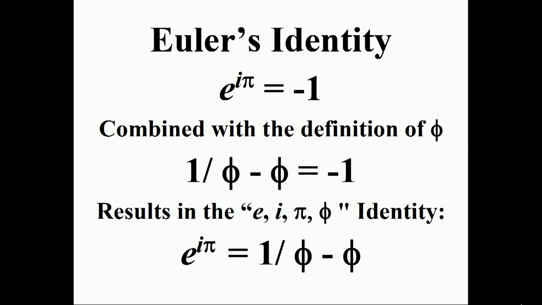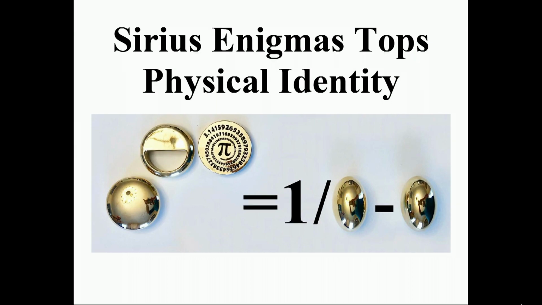What is it that connects these? Well, oddly enough, what you're going to see here is not in that book by the MAA. I don't know why not, but anyway, here's Euler's identity. Most of you just think about e, i, and pi. But the definition for phi is 1 over phi minus phi is minus 1. So obviously, you can substitute in the first equation, and you get what I would like to call the e, i, pi, phi relation. It's not Euler's, but it's what it is. And here is my physics version. This is the Sirius Enigmas physics identity: e to the i pi is 1 over phi minus phi.